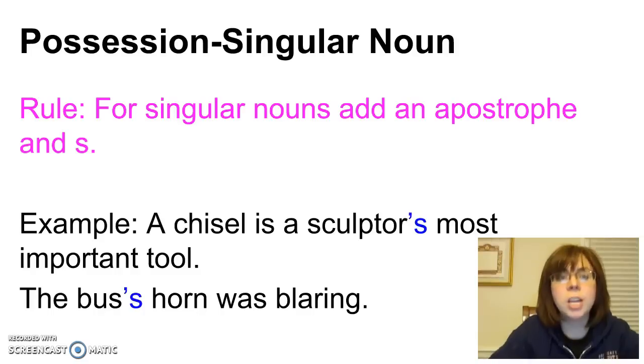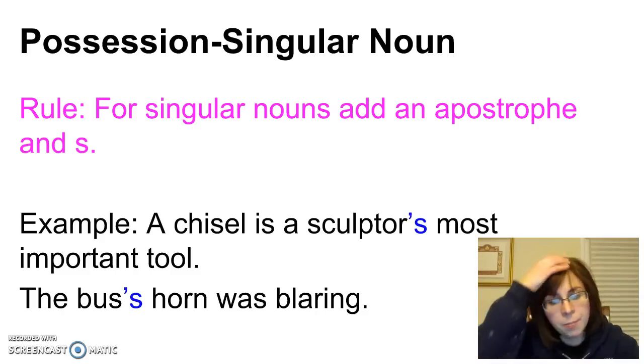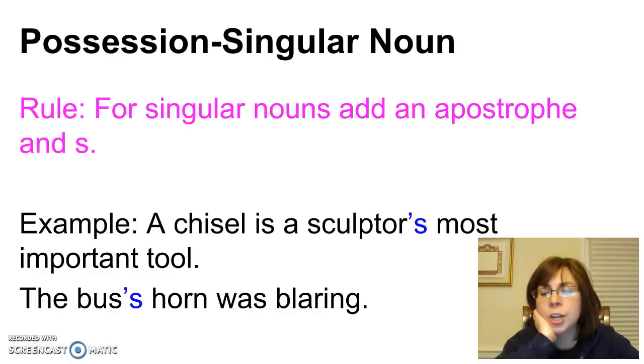Okay, so contractions. The other time that we use apostrophes is to connote possession. For singular nouns, we add an apostrophe and an S. So for example, a chisel is a sculptor's most important tool. So sculptor's is referring to possession. Chisel is singular, right? Therefore, sculptor's, apostrophe S, is a singular possession.